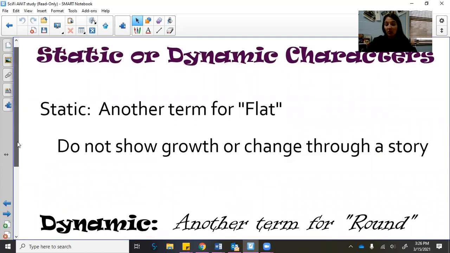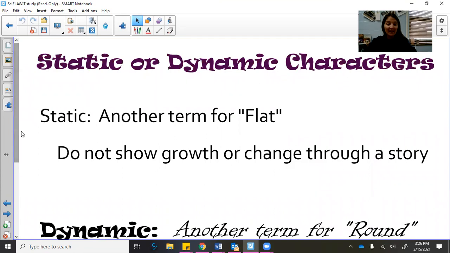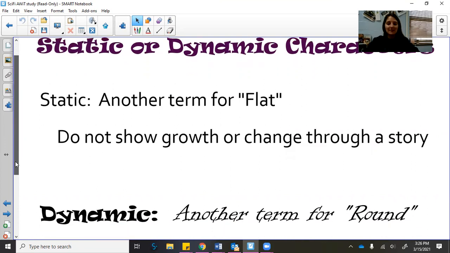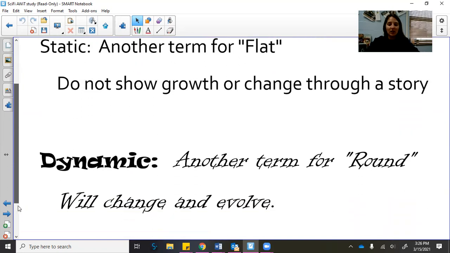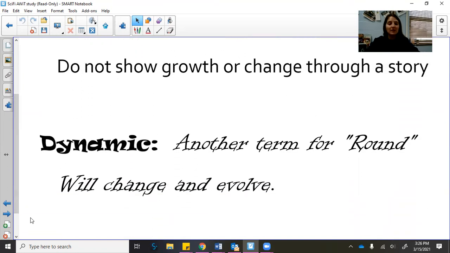And then we have static or dynamic characters. Static is another term for flat. They do not show growth or change throughout the story. They remain pretty consistent. If you think of the word static, it means the same or not moving, like a static car, we're not moving. Dynamic is another term for round. More specifically, they will change and evolve. So when we talk about Marlin in Finding Nemo, he is a round, dynamic character.